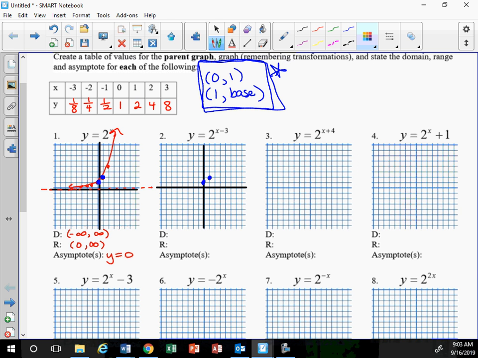Then I see that this is 2 to the x minus 3. So where's my graph going? Up, down, left, or right? What would you say? Right. Right, how many? 3. Okay. So all I have to do is take the 2 dots that I have on my graph and count over 3. And there you go. Okay. Three.